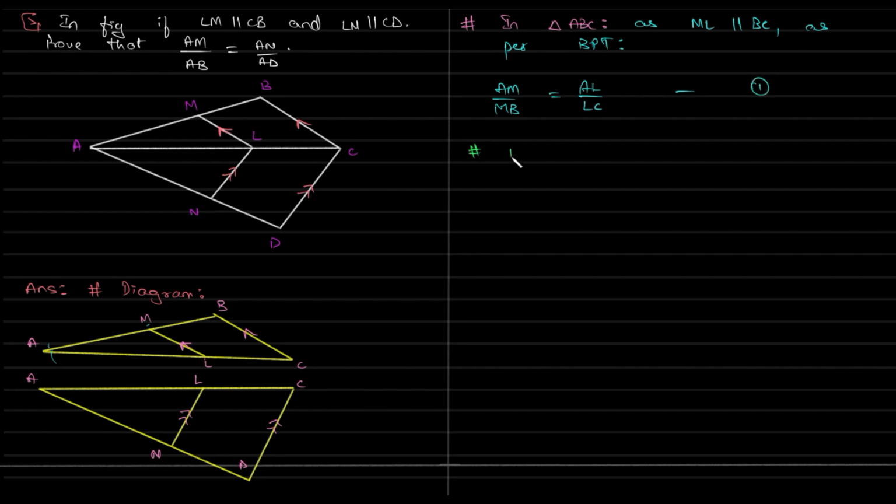Then in triangle ADC, as LN is parallel to CD, as per BPT, we are looking at AL by LC being equal to AN by ND. This is my equation 2. So my quick question to you guys is, from 1 and 2, what can you conclude? From 1 and 2, what is it that we can see?